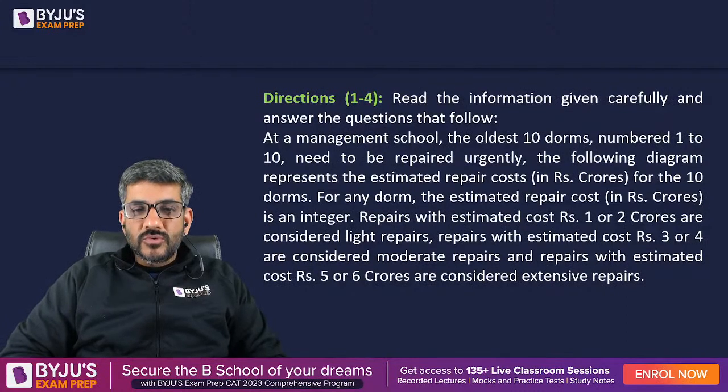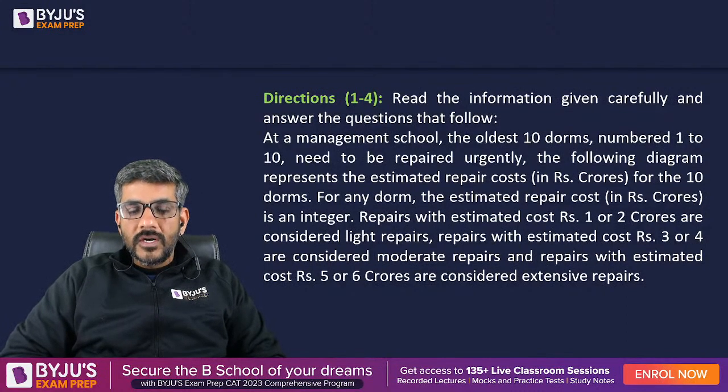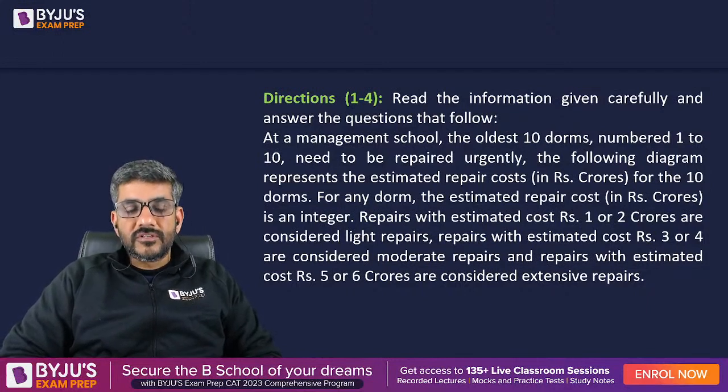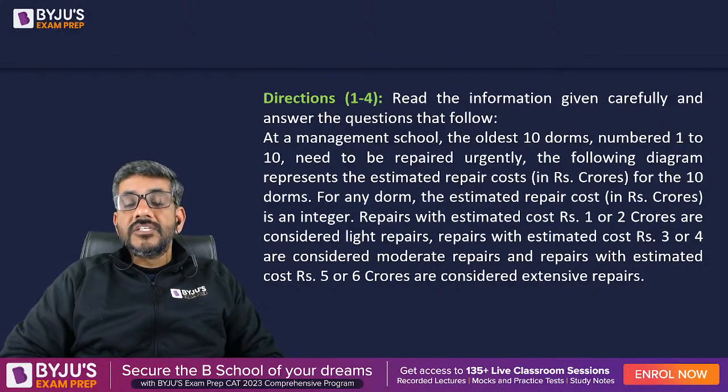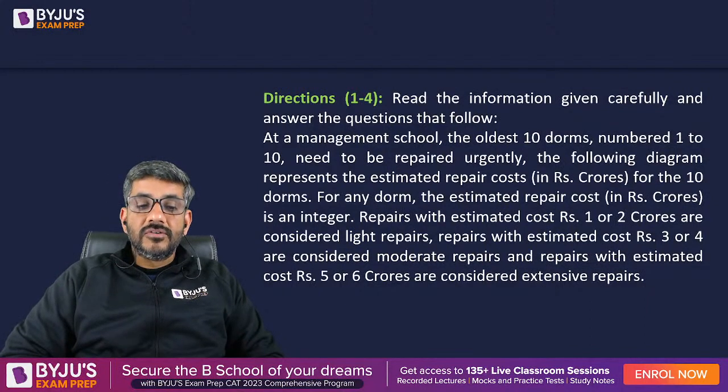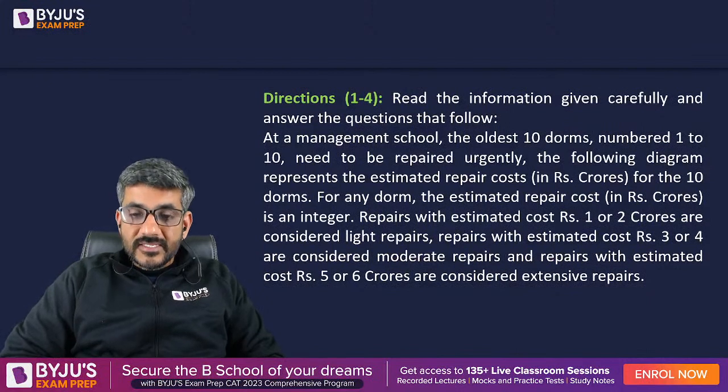It says at a management school, the oldest 10 dorms numbered 1 to 10 need to be repaired urgently. The following diagram represents the estimated repair cost in rupees crores for the 10 dorms. This diagram will be there on the next page. For any dorm, the estimated repair cost in rupees crores is an integer. Repairs with estimated cost of rupees 1 or 2 crore are considered light repairs. Repairs with estimated cost of 3 or 4 crore are considered moderate repairs, and repairs with estimated cost of 5 or 6 crore are considered extensive repairs.